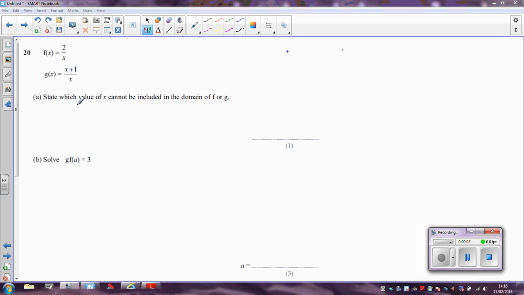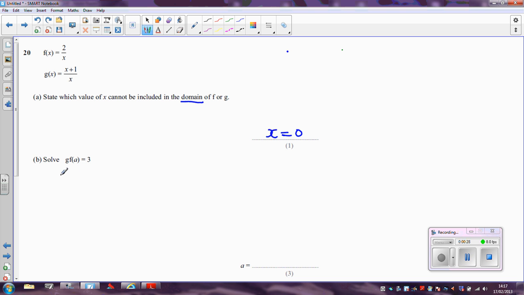Right, the first part of this question says which value of x can't be included in the domain of f or g. And if we look at these two functions, we know that we cannot divide by 0. So the value of x which can't be included in the domain, and remember the domain is the set of numbers that you can use or put into f or g, the number that we're not allowed to have is x equal to 0. So that's the value of x which can't be included.